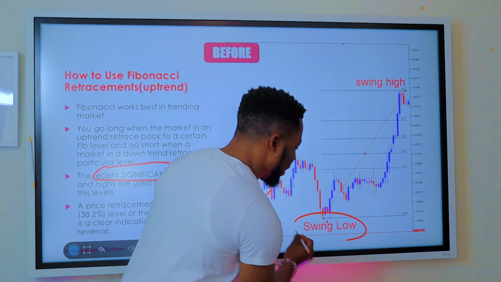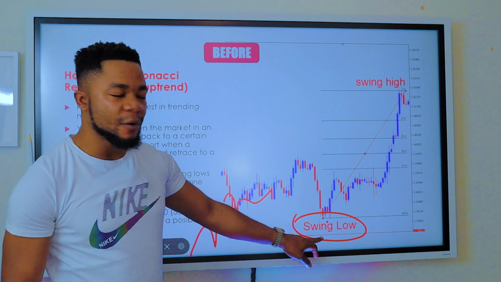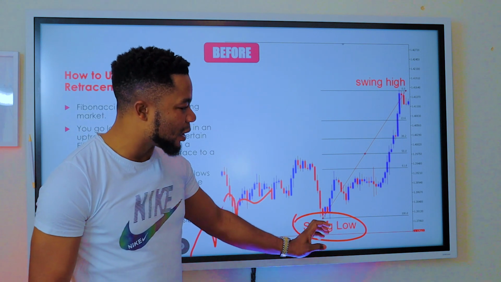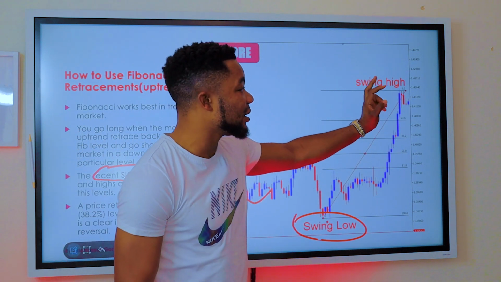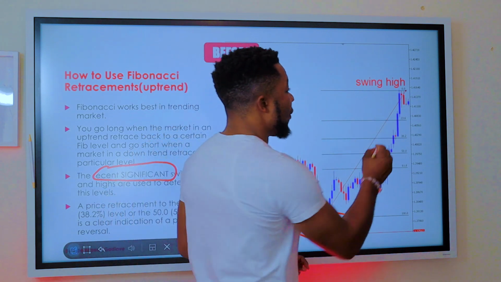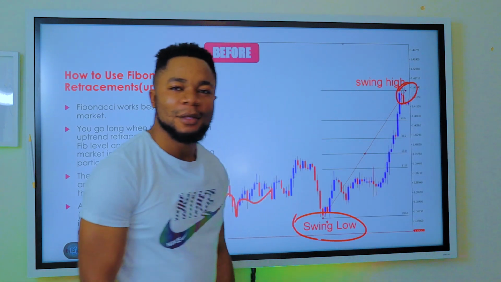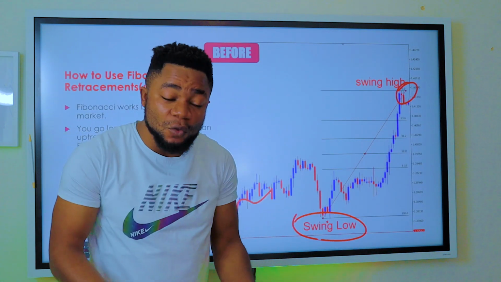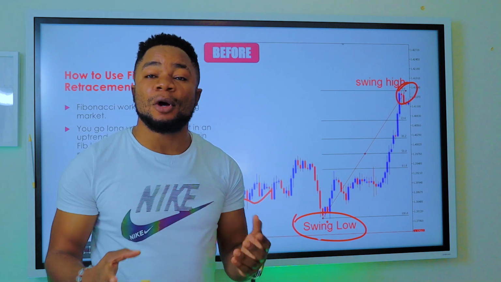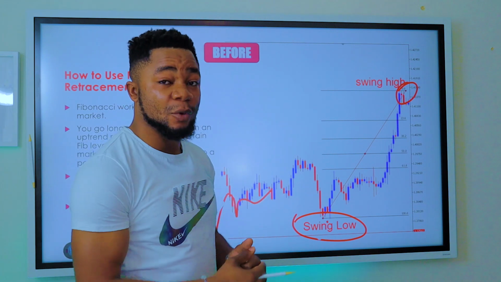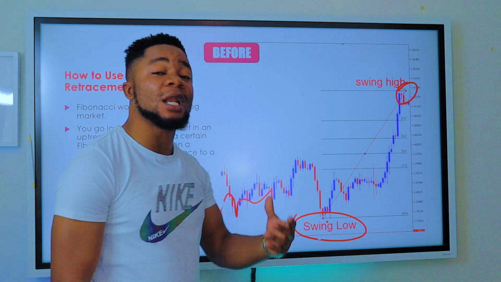So this one will form our swing low. Then after this one, remember, the market is now here. The present market price will form what? Our swing high. So we have the two most important things that will enable us to plot our Fibonacci tool, which is our swing low and our swing high.